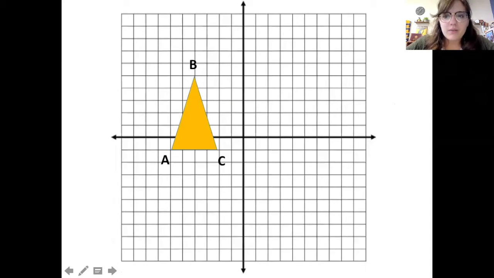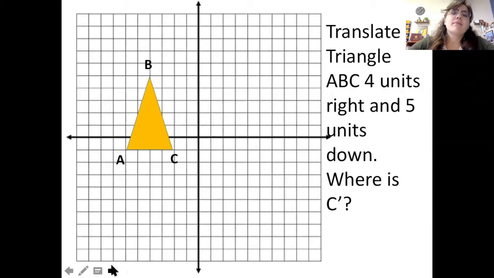Here we go. Ooh, we have a triangle now. Translate the triangle ABC 4 units right and 5 units down. Where is C prime? All right, I'm going to give you guys a second to do that. And we're going to go over what this one looks like.